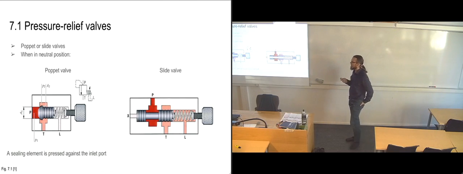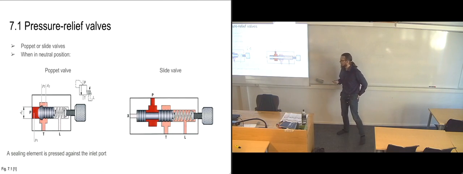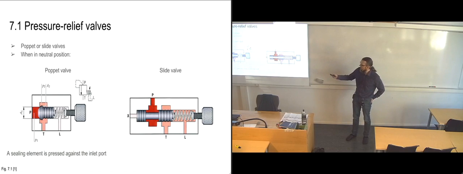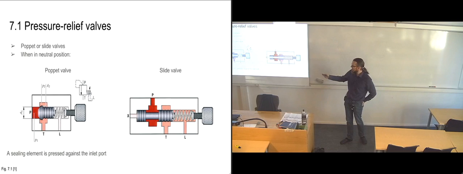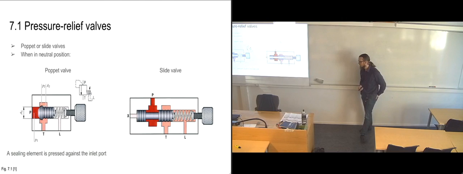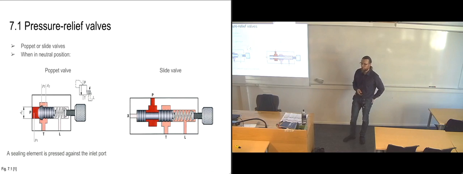And then for a slide valve, when it's in its neutral position, we can see here we have pressure coming in into the pressure chamber, and then we have this piston that is closing off the tank side. We also have a spring with an adjustable knob and a leakage chamber for the leakage oil, so that we can release it.